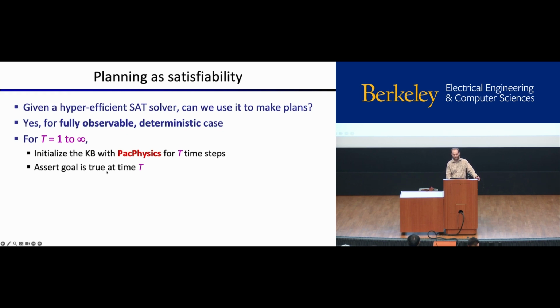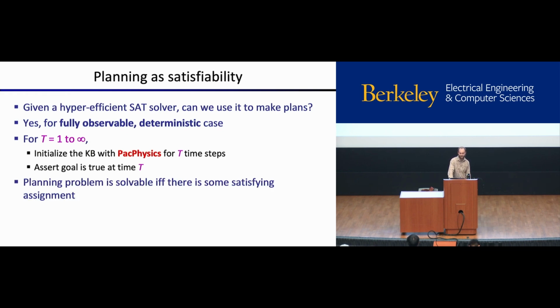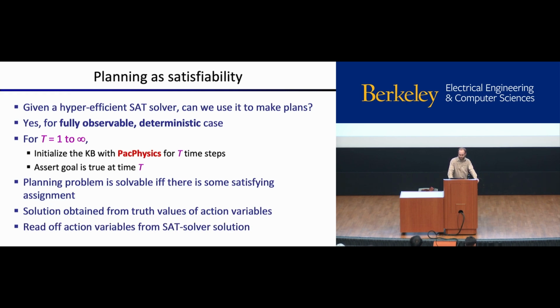That will satisfy the assertion that we've reached the goal at time t. So the planning problem is solvable if and only if there is some satisfying assignment. And the solution is obtained from the truth values of the action variables. If you remember from yesterday, there were variables in propositional logic corresponding to Pac-Man went north at time 5. So we read out what those variables were assigned, and that's our plan. There you go.